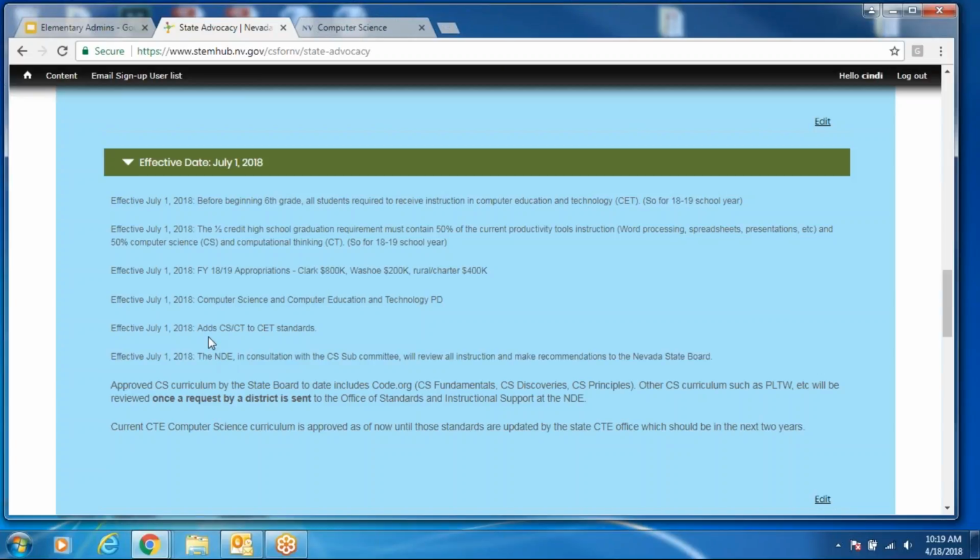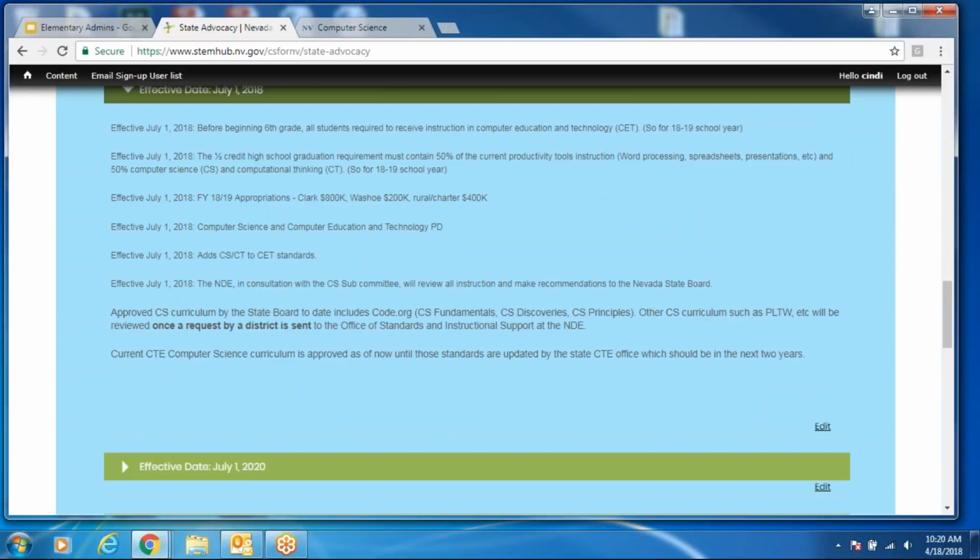Effective also this July, it adds computer science computational thinking to our computer ed tech standards, and I'll go into detail on what that means in my slide deck. The NDE, in consultation with the computer science subcommittee, the task force that became the subcommittee under the governor's OSIT site, is now charged to review all instruction and make recommendations to the Nevada State Board moving forward.